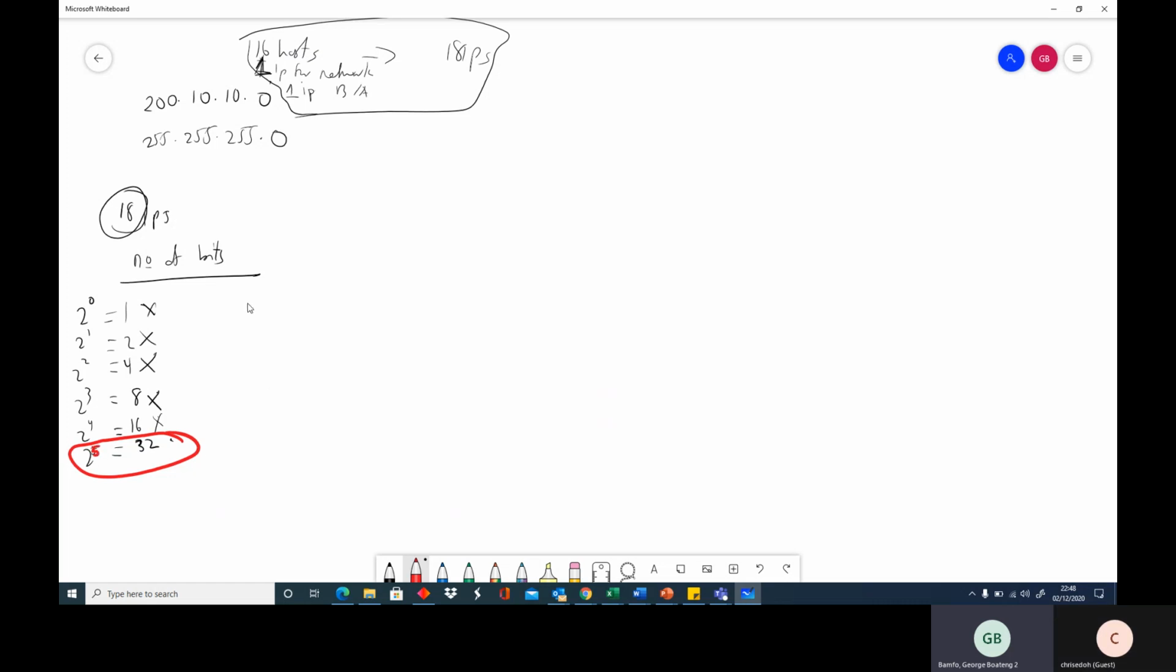And how many host bits do we need? 5. 5 bits for the host. Okay, so what do we have to do? We translate our subnet mask that we have into binary. This one into binary. Is that okay?